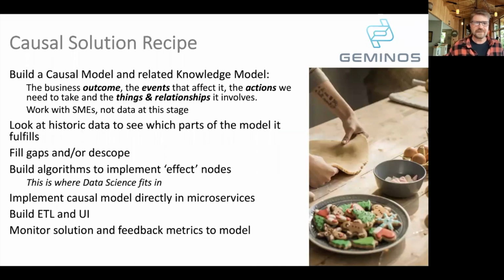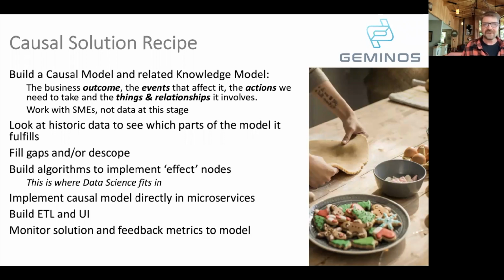So here's our little recipe for how we build these solutions. First, it's no surprise here, we start talking to people. We don't look at data in the first stage. The first stage is, let's build a causal model. And what does that mean? That says, what event that's happening are you trying to understand? So that event might be a customer leaving. That event might be the quality of a shipment and whether they reorder again. And then the knowledge model is all of the information you need in order to do that reasoning. So the causal model is like a reasoning model.